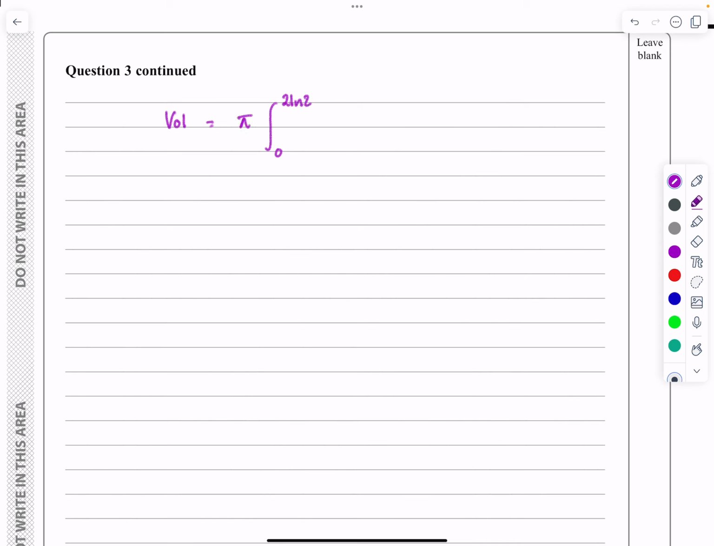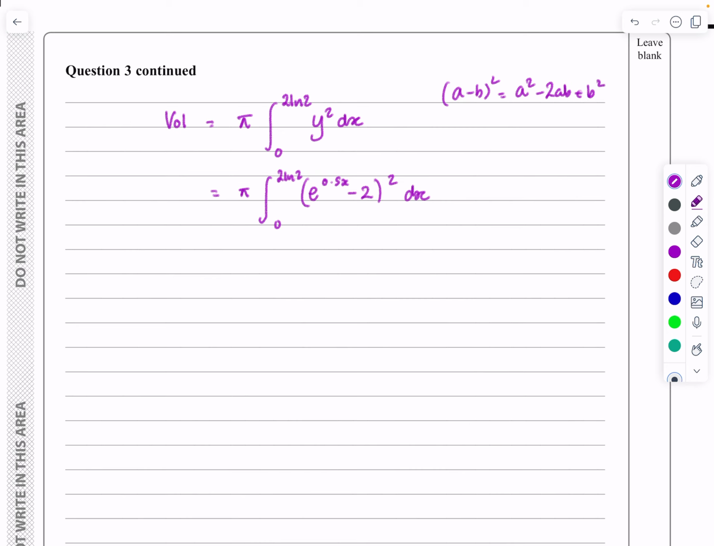I'm actually going to put the pi out there now just to make it easier for the rest of my work. Pi y squared dx, I just need to work out what y squared is. So just take your time, don't rush through this. Between 0 and 2 log 2, we've got e to the 0.5x minus 2 squared dx. So if you do a minus b all squared, don't write this in, this is just me explaining to you, it's going to be a squared minus 2ab plus b squared. So in this case, again between 0 and 2 log 2.